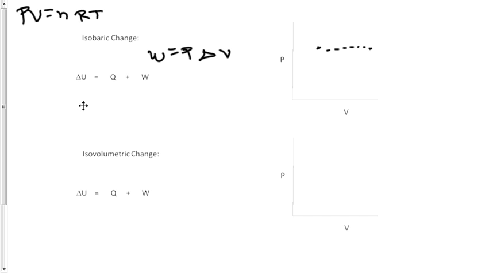Okay, the change in internal energy, of course, is a sum of heat flow, now that'll be a heat flow at constant pressure, and work done. So how do we calculate heat flow? Well, we need a molar heat capacity. So we have heat is equal to n, which is your number of moles, times the molar heat capacity at constant pressure, times the change in temperature.